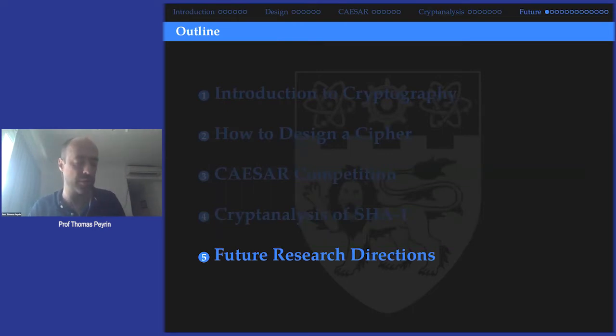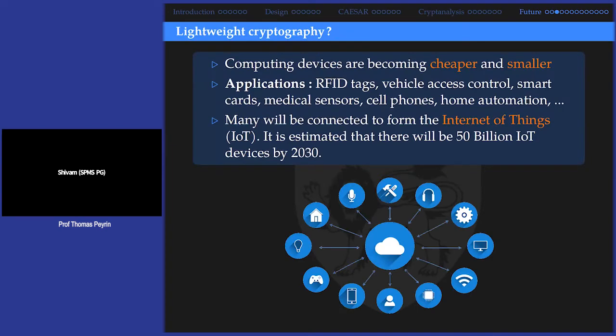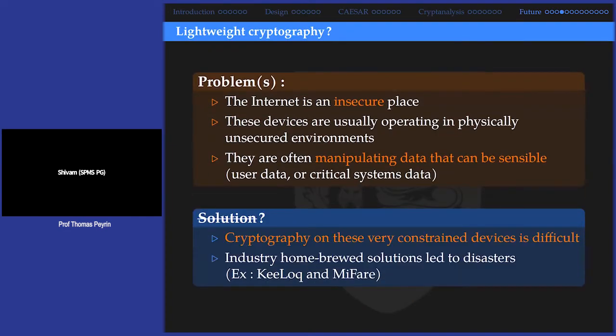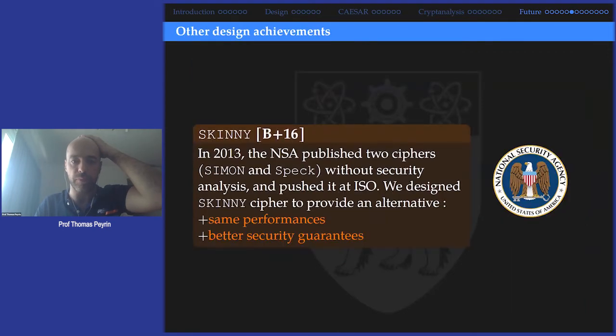I still need to stop. It's already almost 1 hour. I prepared some future research directions in crypto, like what are the future big things that people are looking at in crypto. I will not go through all of them. I will skip most of them. I just want to go through maybe just a few points.